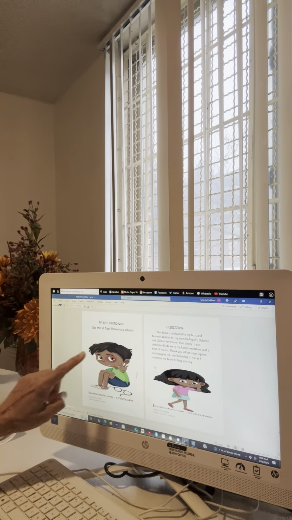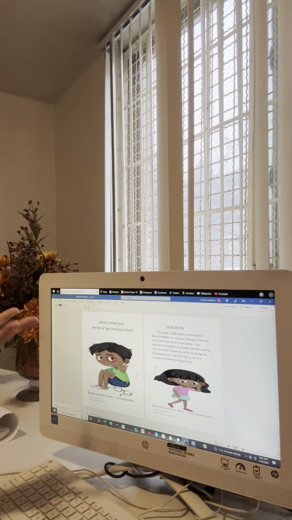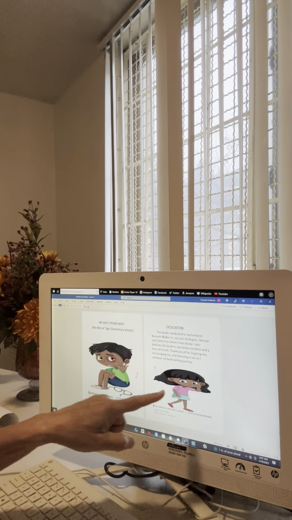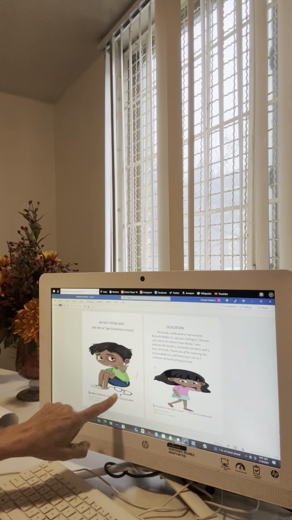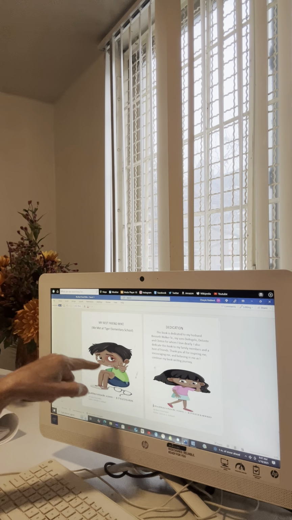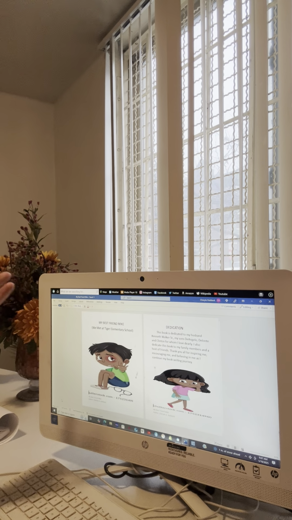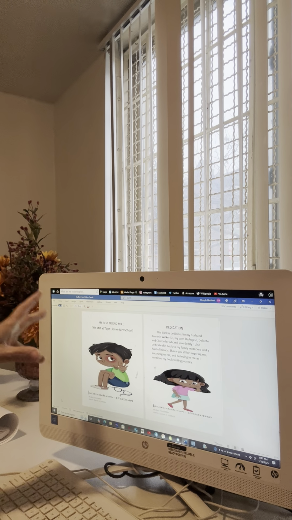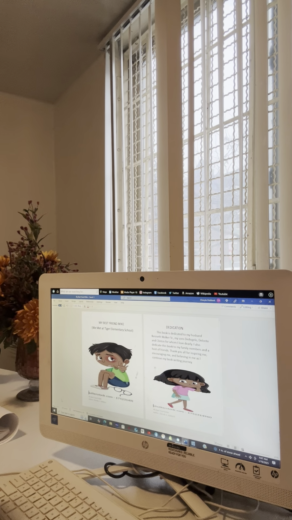So this is my cover page. This one will be a children's book, so I like to use my little cartoon character pictures. So I have my cover page, My Best Friend Mike. So Mike and Avi, they met at Tiger Elementary School, and they had a bond ever since then. So it's just a little children's book. When you're writing a children's book, you just want to tell a story.